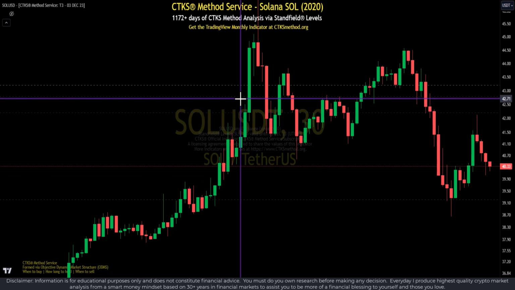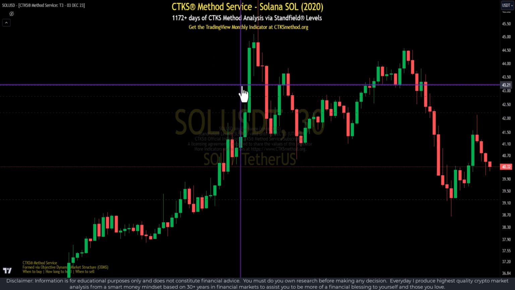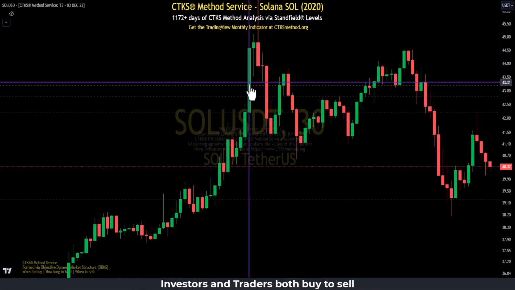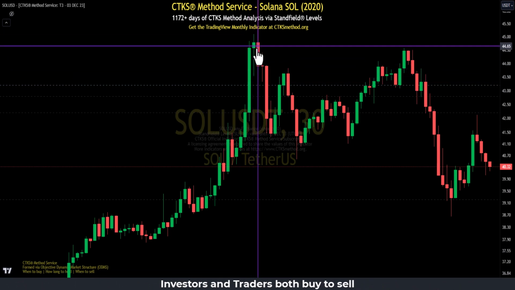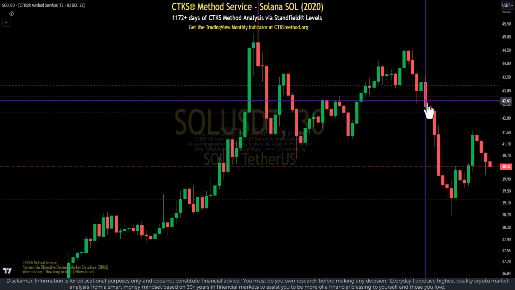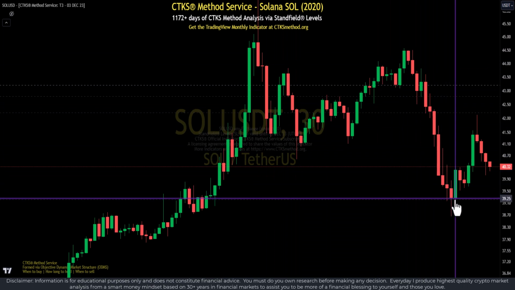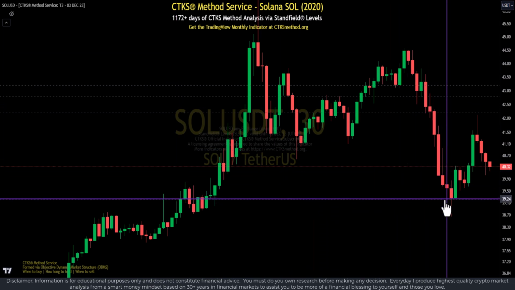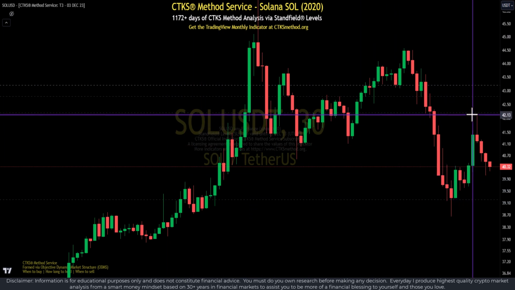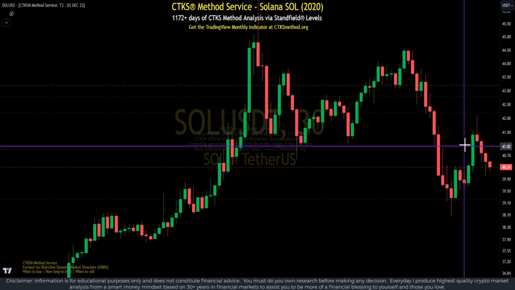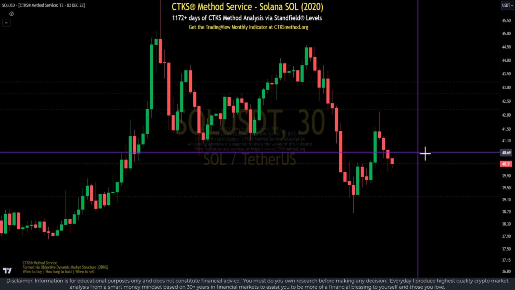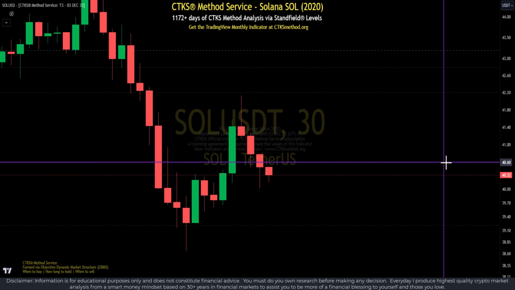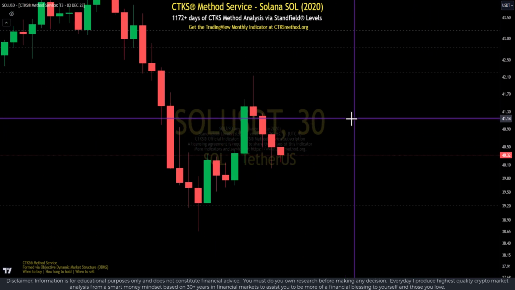But this confluence of structural resistance levels captured price and started to slow it down. It started to crack the concrete on Solana's upward price momentum, and we've seen that previous structural support level play in as well. We've not been able to get above this 42.20 mark, so when we look forward, we're trying to understand what could happen in the future.